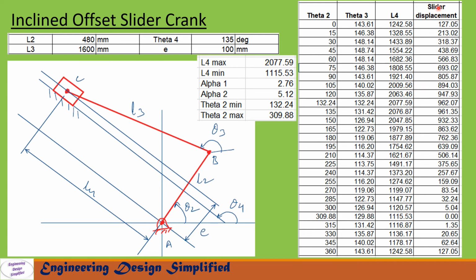So this column represents slider displacement. For slider displacement, we have taken L4 minimum, that is the nearest position of the slider from the crank center, as 0. Displacement is 0 here. So the displacement is calculated from L4 at any given angle minus this L4 minimum. So these are the displacement values from 0 to 360. In the coming slides, let us see the graphs.